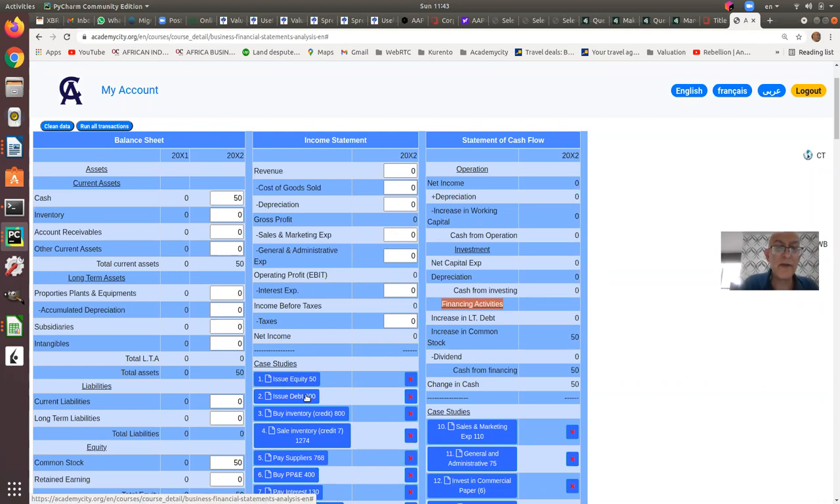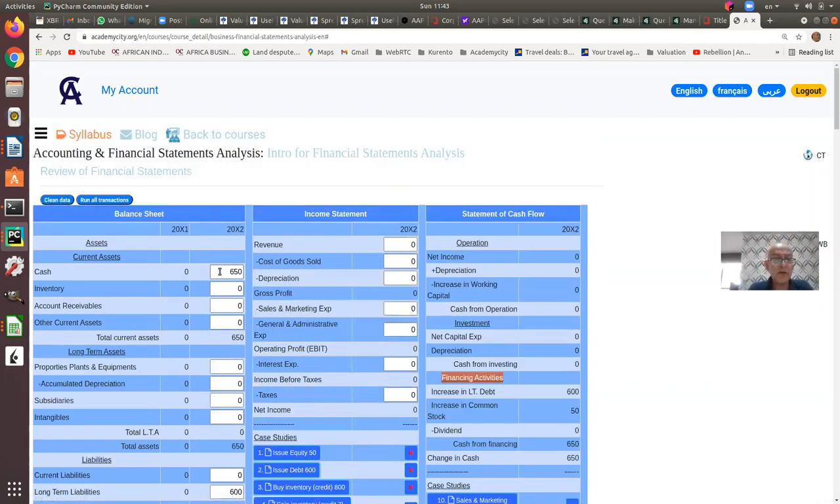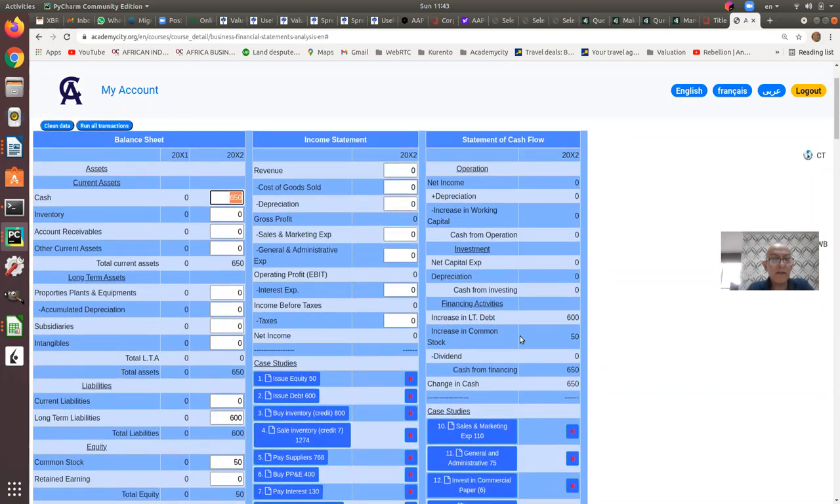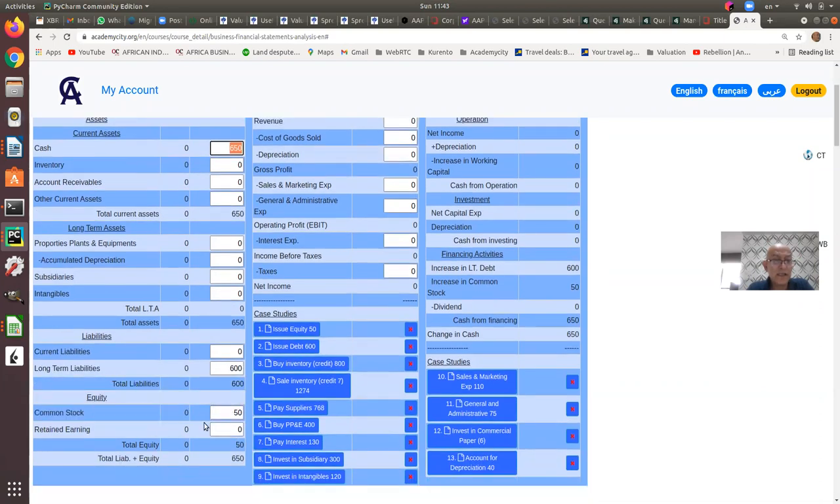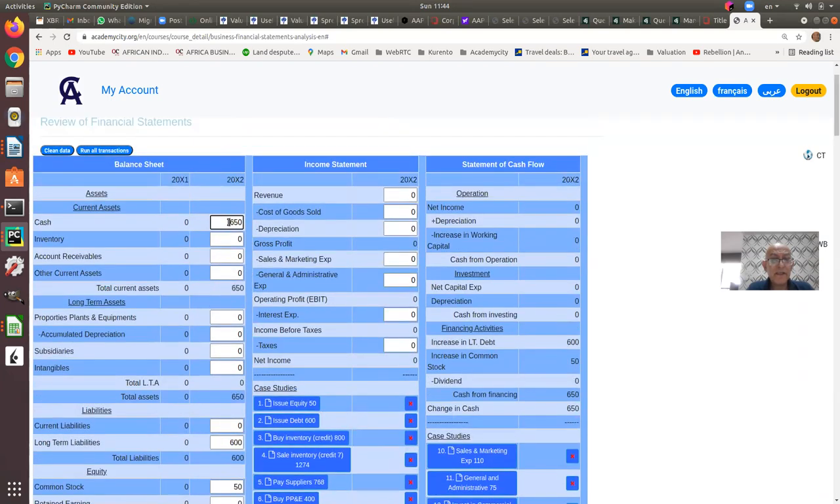We took a loan from the bank of 600 and we saw we have more cash in the bank. More cash in the bank has two sources. One is because we issued stock to the owner, they gave us 50,000, and the bank gave us 600,000. 600 plus 50 gives me 650 change in the cash. Let's look at the statement of cash flow. 650, that's the change in cash.